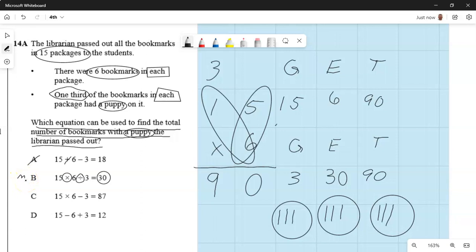I'm still going to check the rest of them. I've got 15 times 6. I did do that. Okay, but I did not subtract 3 from the product of 15 times 6, so I didn't use C. And answer choice D says 15 minus 6. That doesn't work. I multiplied it, so the correct answer choice would be B. 15 times 6 divided by 3 equals 30. Okay, let's go ahead and look at 14B.